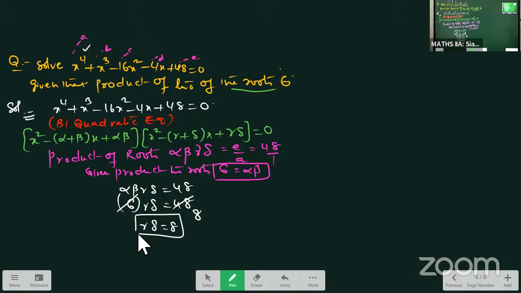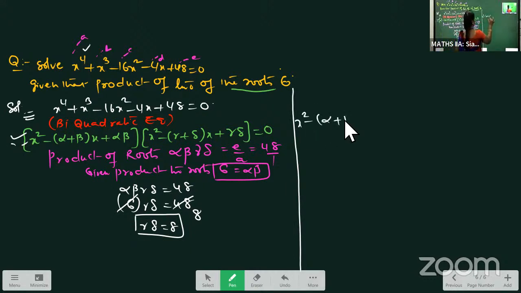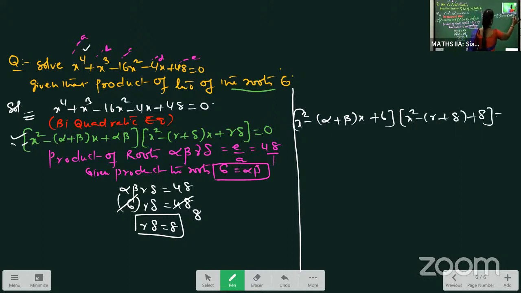So now substitute all these values here. Then x square minus alpha plus beta into x plus gamma delta. The alpha beta value is how much? 6. So we write here 6. And next one is x square minus gamma plus delta into x plus 8 is equal to 0.